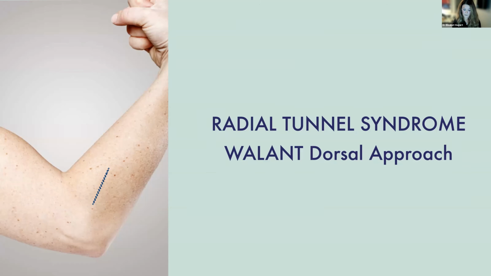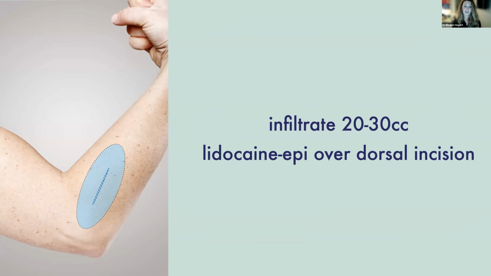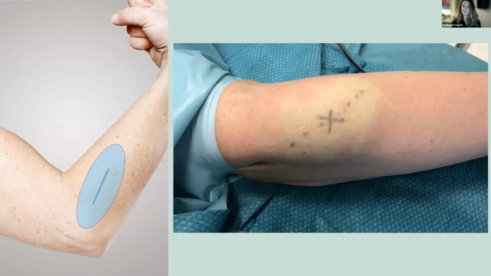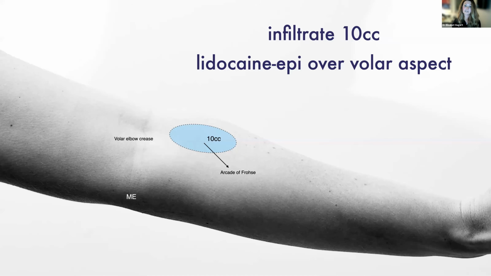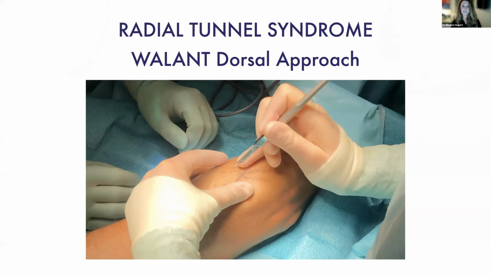I always use a dorsal approach for my radial tunnels. I start by infiltrating 20 to 30 cc's of lidocaine with epinephrine over the area of where I'm going to do my dorsal incision, so I always draw it out ahead of time. I will then supplement with 10 cc's that I infiltrate over the volar aspect of the arcade of Frohse, and then always prepare to have 10 cc's of lidocaine with epinephrine on the operating table to give additional lidocaine during surgery. So this is how I do my approach.